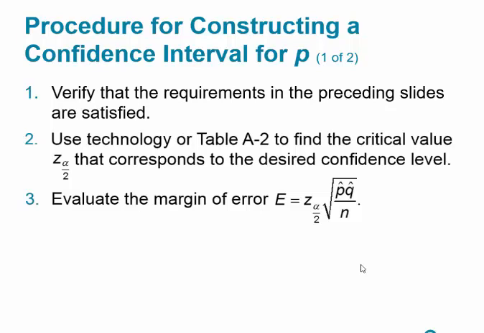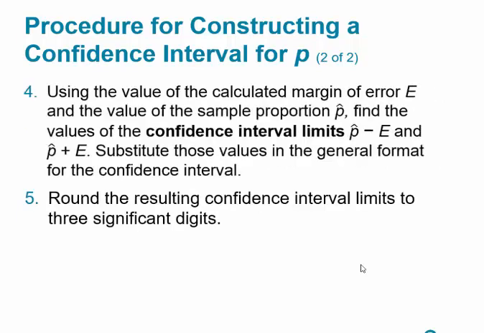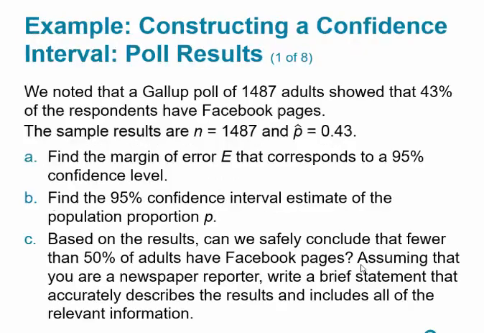Verify the requirements in the preceding slides are satisfied. We're going to use technology or a table to find a critical value. And then we're going to evaluate the margin of error, using the critical value, the value of p hat, and the sample size. We're going to find the values of the confidence interval limits, p hat minus E and p hat plus E. And I'm going to substitute those values in the general format for a confidence interval.